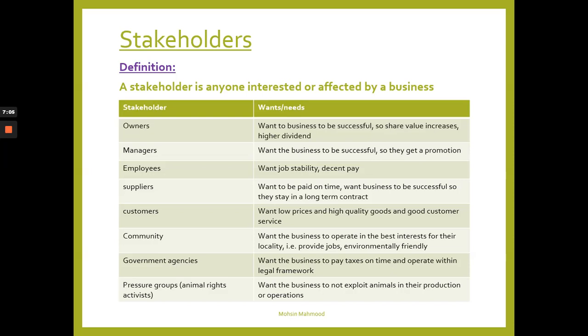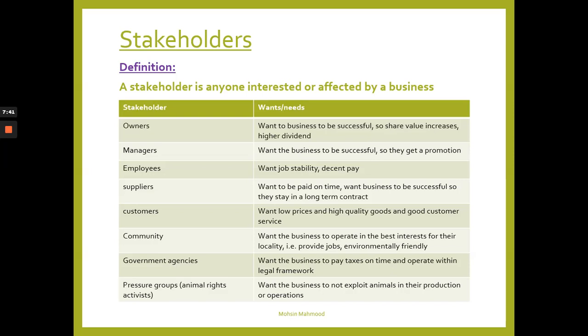The local community want the business to operate in the best interest of their locality. If it's a new business starting up, they want that new business to provide jobs. They want them to operate in an environmentally friendly way. They don't want the business to be littering. For example, sometimes if you go to your local McDonald's, you see a lot of litter on the floor. The local community don't really want to see that. They want the business to be continuously picking up litter, and not to be having waste around the floor or around the area.